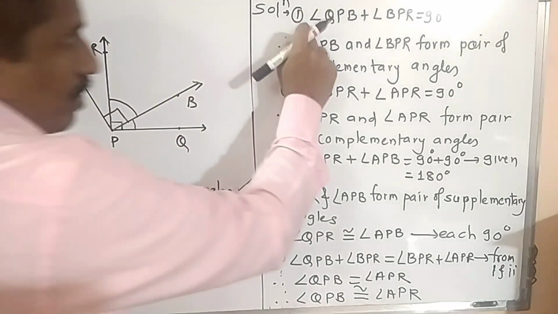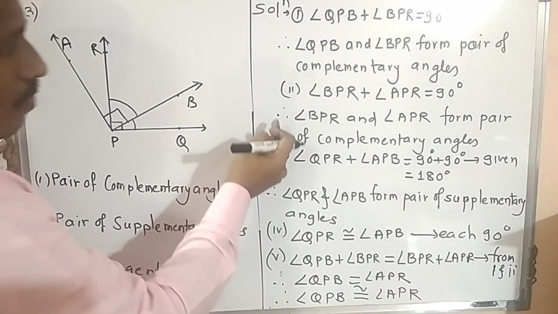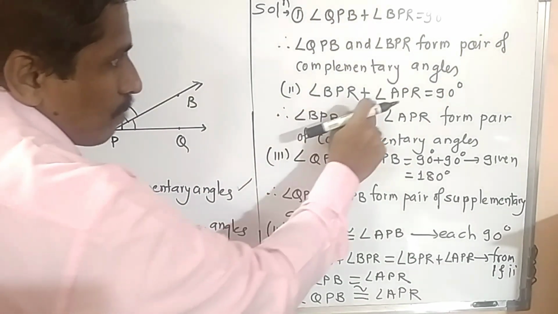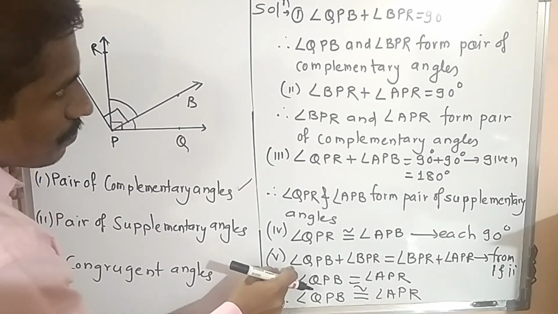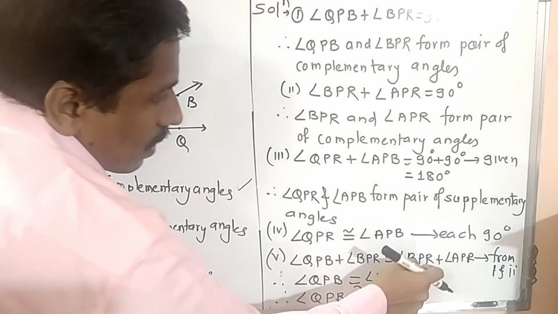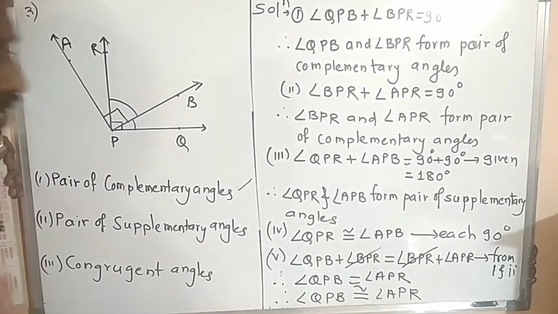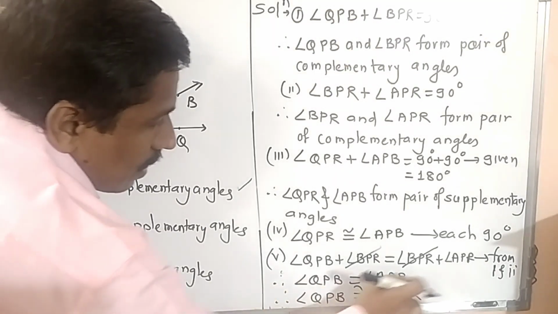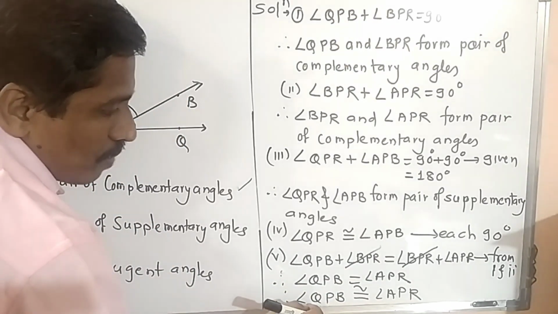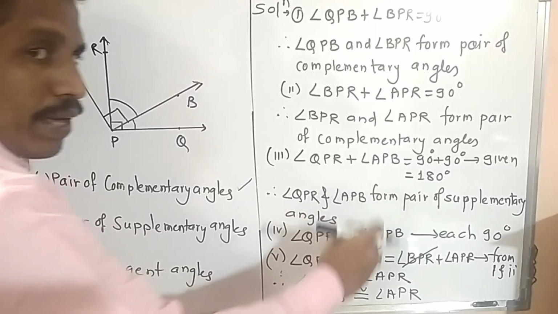Now, from statement 1, angle QPB plus angle BPR is equal to 90 degrees. From statement 2, angle BPR plus angle APR is 90 degrees. So, from 1 and 2, what will I get? Angle QPB plus angle BPR is equal to angle BPR plus angle APR. This BPR will get cancelled. So, what will I get? Angle QPB is equal to angle APR. It means angle QPB is congruent to angle APR. Thus, I get the second pair of congruent angles.